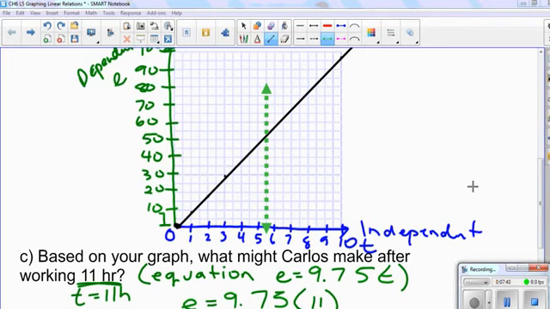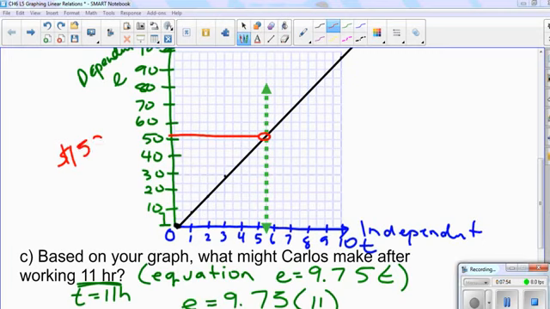Okay, we're interpolating 5.5 hours, approximately how much money is that? So trace it up. It's going to be, let's say, maybe like 52.